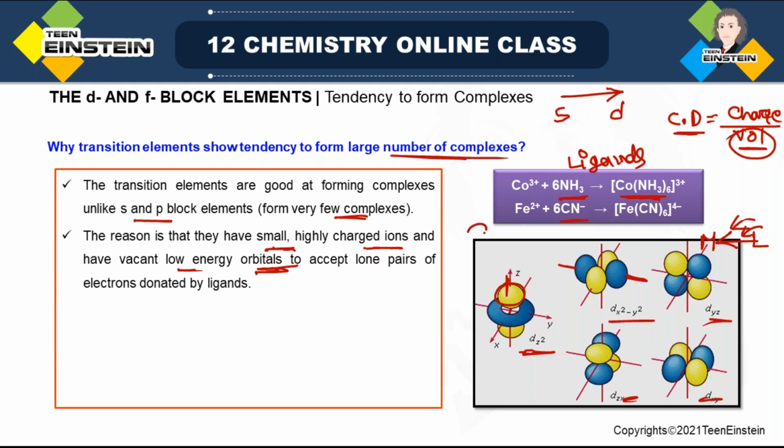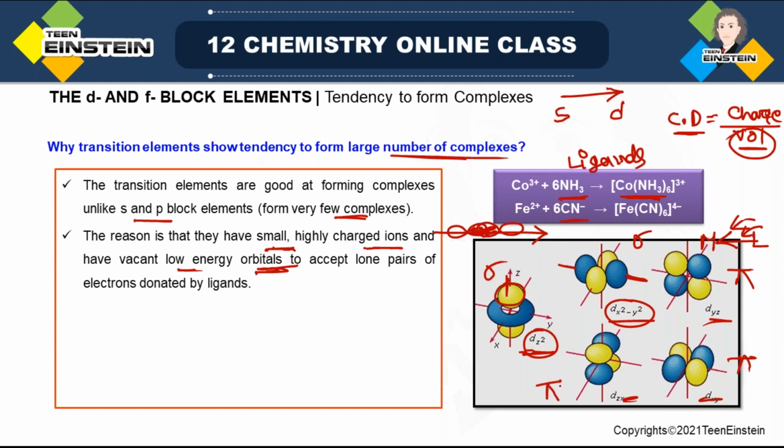Suppose you have 2 p orbitals, so they will overlap like this. And if it is 2 dz square, then also as it is along the axis, sigma bond formation is possible. So these two orbitals, that is dz square and dx square y square, are very suitable for sigma bond formation. And the other ones which are not along the lobes are suitable for pi bond formation.